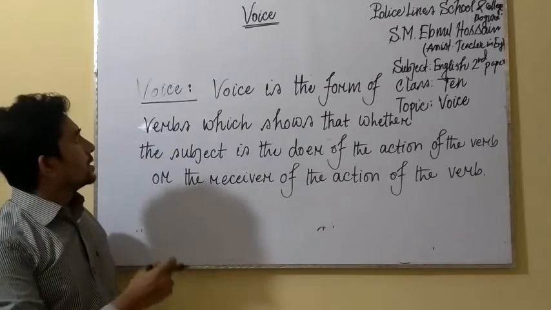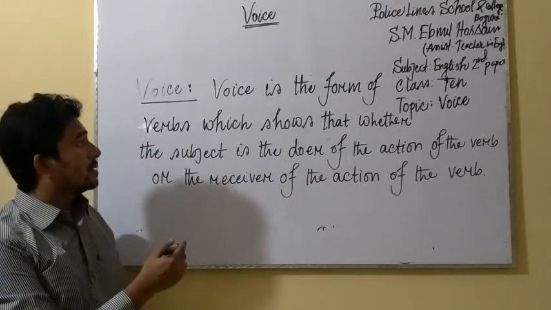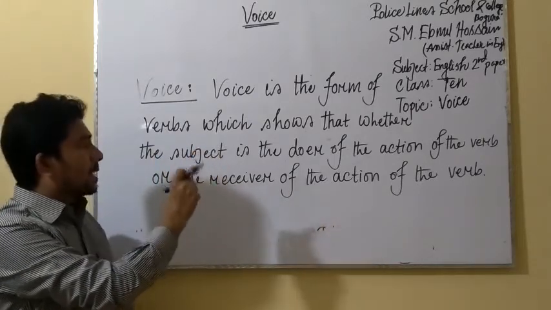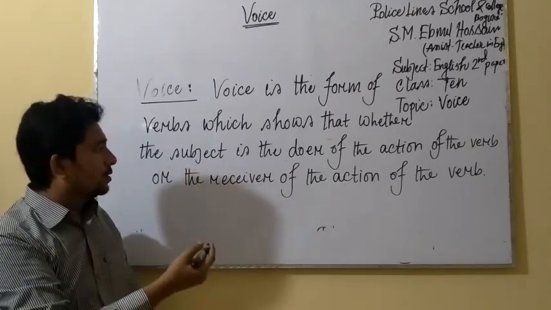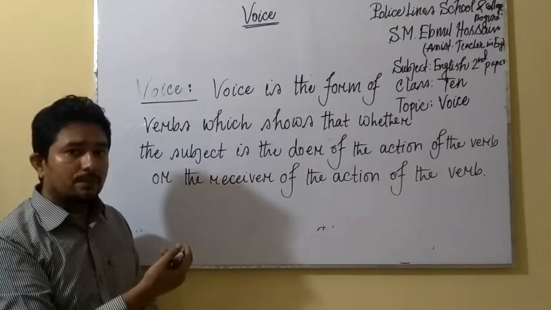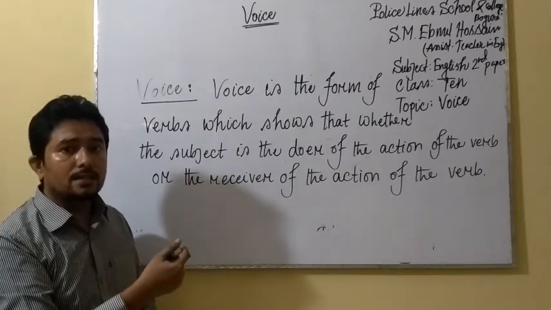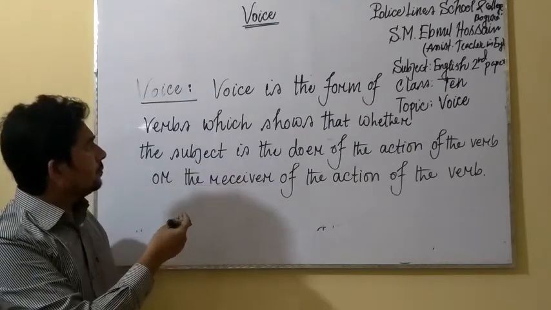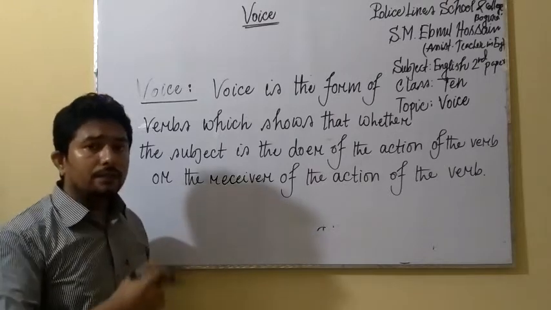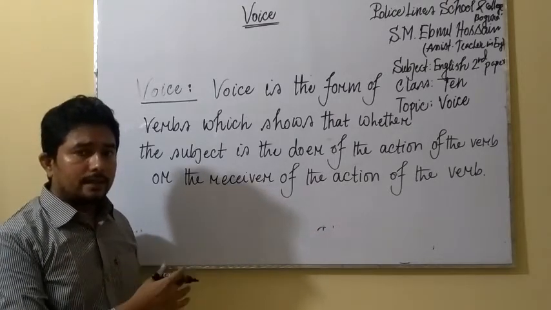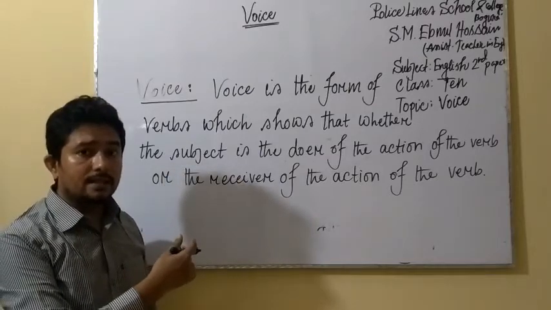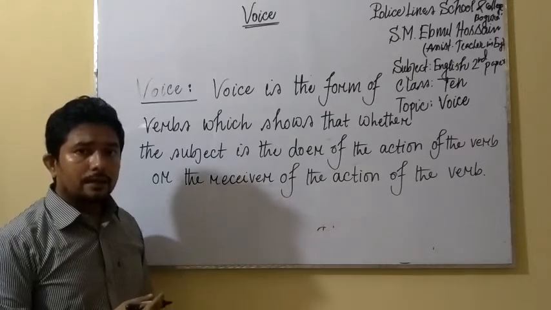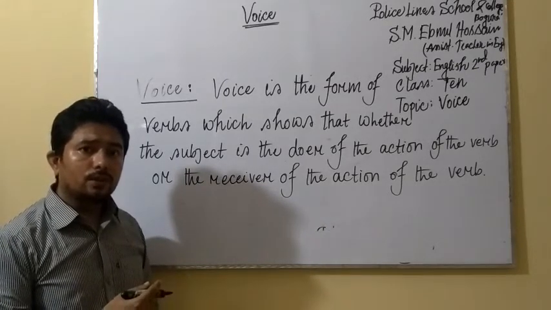Now we can notice the definition of voice. That means, voice is the form of verbs which shows whether the subject is the doer of the action or the receiver of the action. If the subject performs the action of the verb, then it is called active voice. We already mentioned it. So this is the definition of voice. If you listen and study these definitions and basic discussion with much care and attention, I hope that you will find it easy.